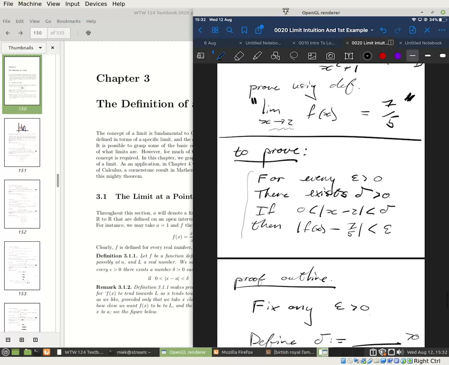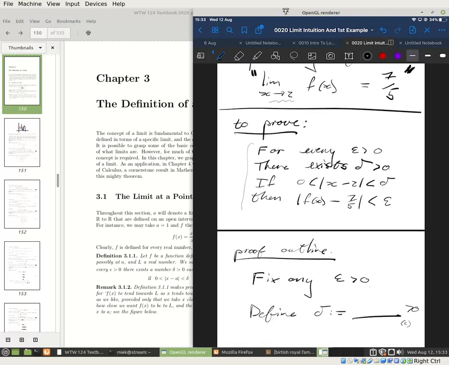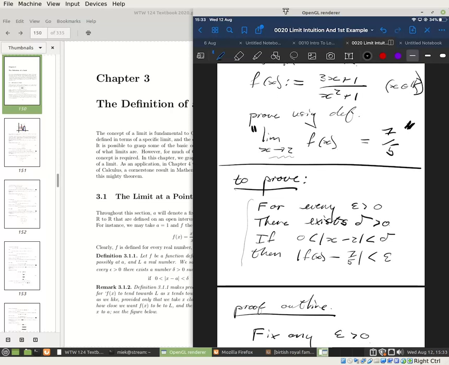Okay, let's take a look at the statement that we need to prove. We need to prove for every epsilon there exists a delta, so that if 0 is less than the absolute value of x minus 2, which is less than delta, then the absolute value of f of x minus 7 over 5 should be less than epsilon.